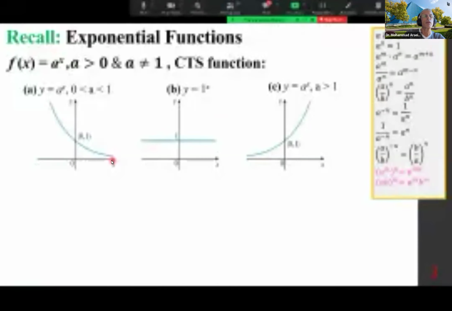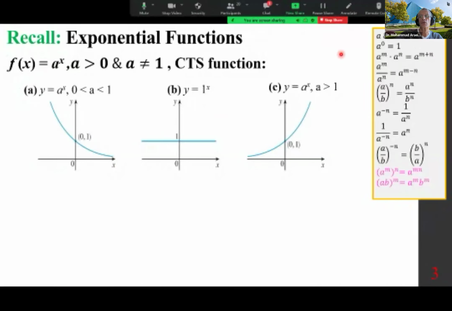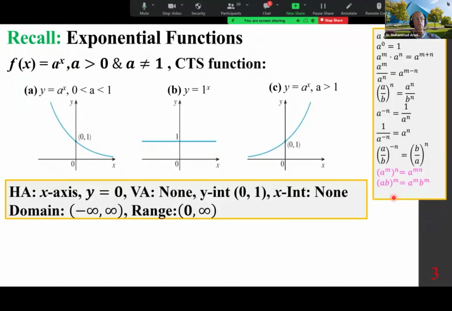When a is between 0 and 1, we have an exponential decay. When it's larger than 1, we have exponential growth, and these are exponential rules that we should be very comfortable with. Both cases, horizontal asymptote is the x-axis or y equal to 0. There is no vertical asymptote. Y-intercept happens at 0, 1. There is no x-intercept. Domain is all real numbers, range from 0 to infinity.